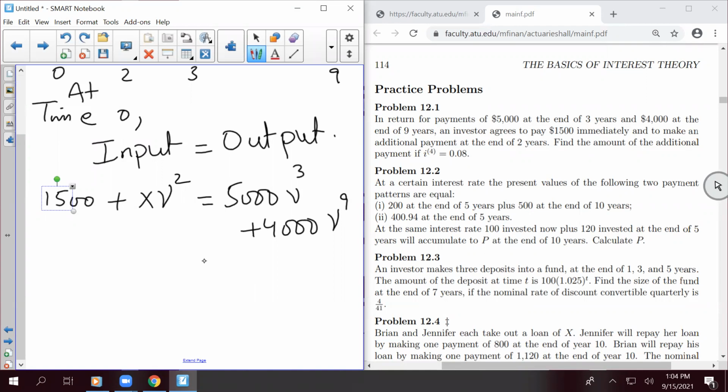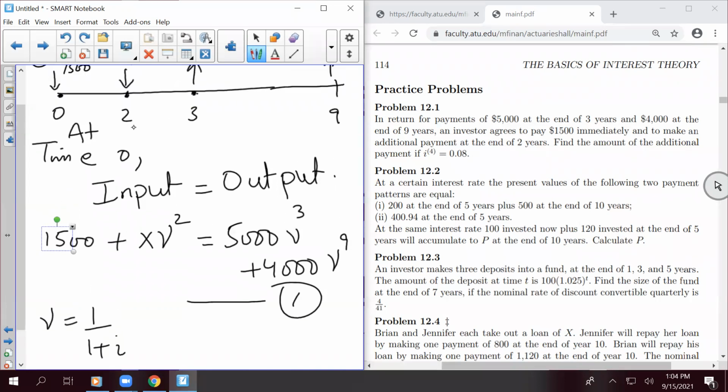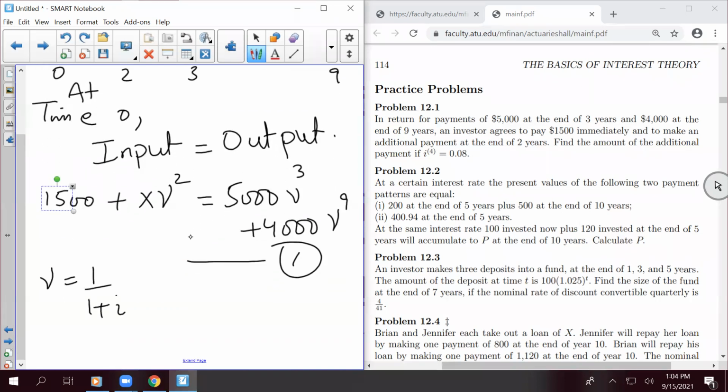So let's call this equation number one. So nu is 1 over 1 plus i, where i is the annual effective rate, because we are counting this in years, right? Nu square, we put nu square when something was happening at 2 years. It means the interest rate we are using is the annual rate, so nu is 1 over 1 plus i. We are not given i.